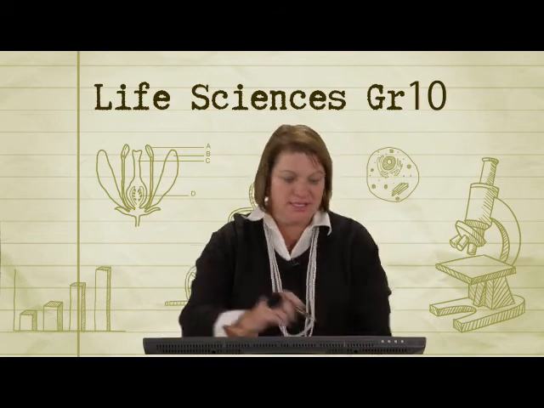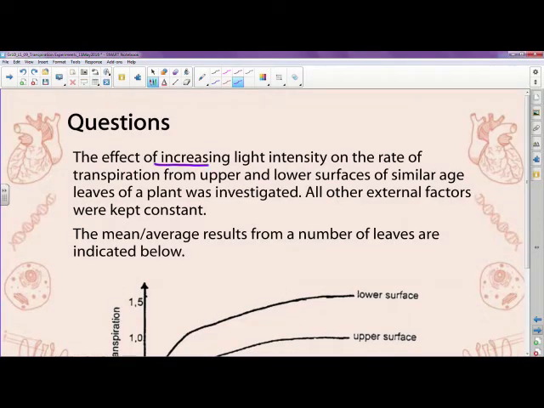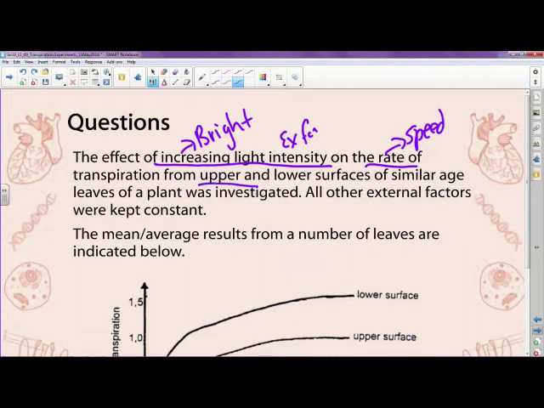The question says, the effect of increasing light intensity, remember that is an external factor, on the rate of transpiration. So the effect of increasing, so it's becoming very bright, on the rate of transpiration, which is the speed, so how quickly or how slowly something is going to occur, from upper and lower surfaces. That is important because we need to look at the structure of the leaf here. You need to think of that.